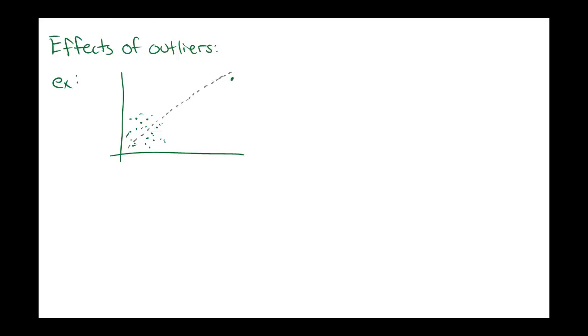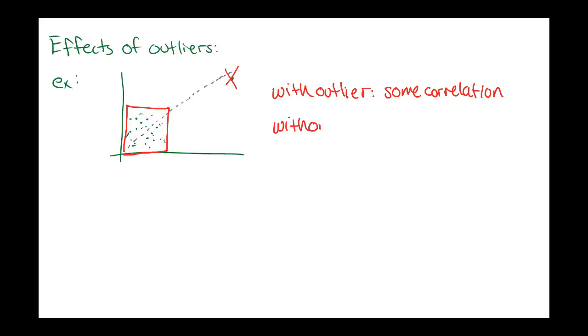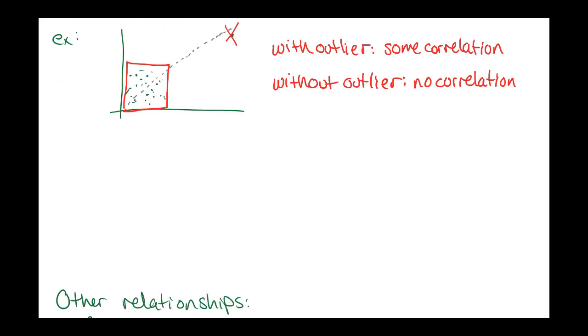However, if we ignored that outlier and looked only at these values down here, so if we just threw out this extra data point, if we were only looking at this, we would say, no, there really isn't any correlation. These data values are just spread all over the place. They're not forming a line. So in this case, with the outlier, we might say that there is some correlation, but without the outlier, there's no correlation. So we have to be a little bit careful that we're not letting the presence of just one or two strong outliers affect our judgments.